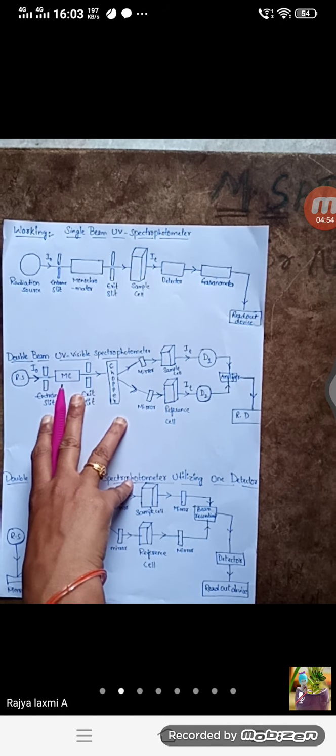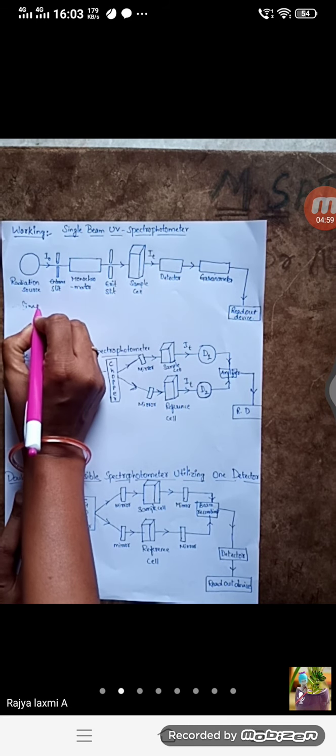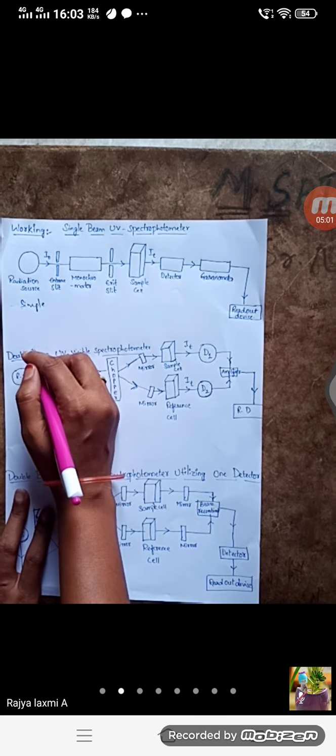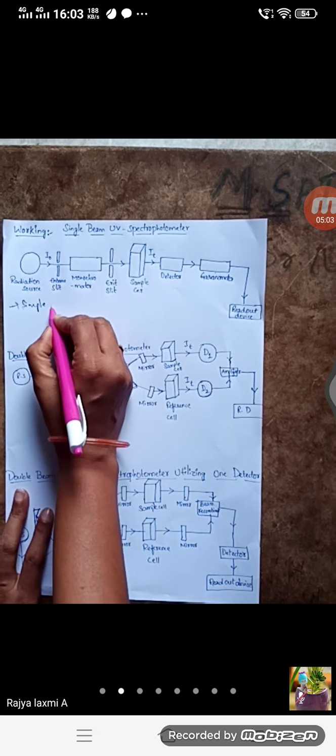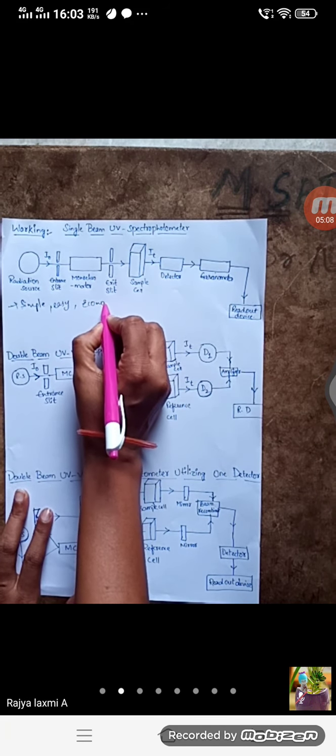Next, we have some advantages and disadvantages. The advantages are: simple in construction, easy to operate, and economical.